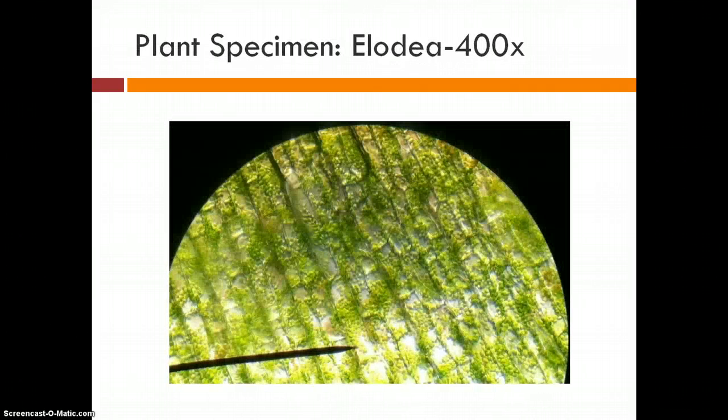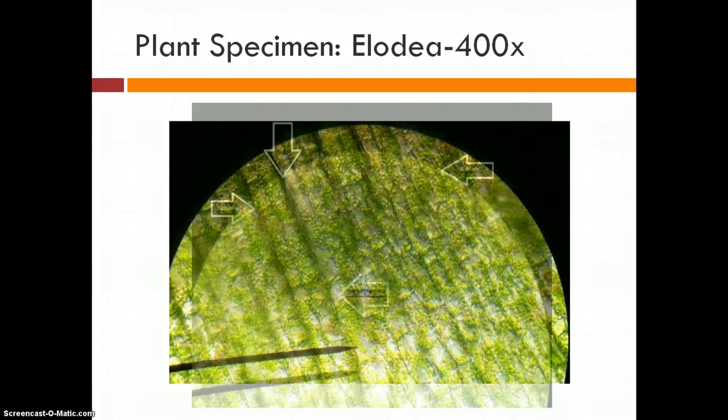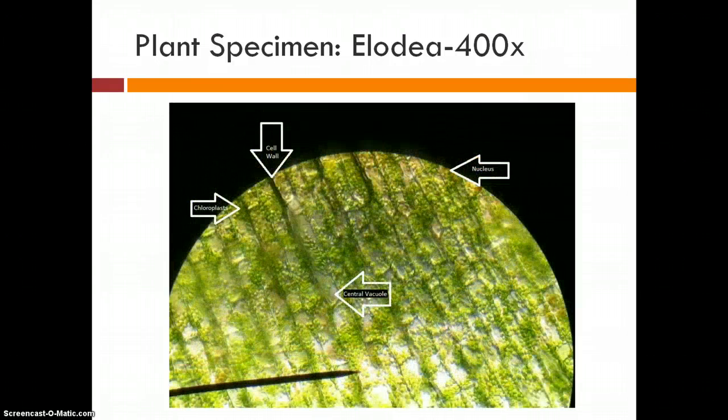Here you can see our close-up picture of the Elodea sample at 400x magnification. So in this next picture, the parts of the cell are labeled. Those parts are the chloroplast, cell wall, nucleus, and central vacuole of several different Elodea cells. The chloroplasts are easily distinguished as the green parts of the cell.